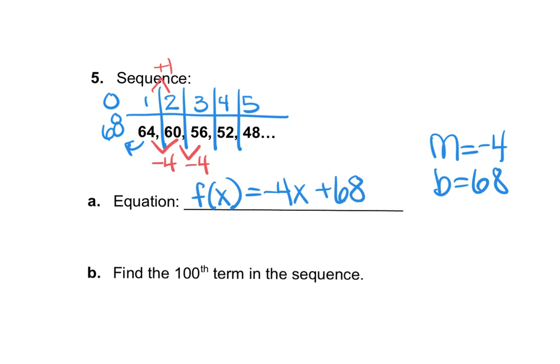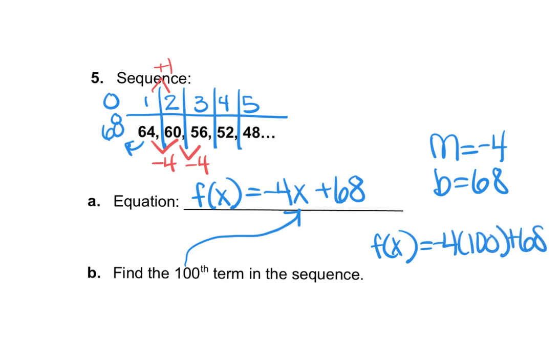Now, to find the 100th term, once we've got that equation, it makes it very easy. We just have to plug it in. So f of x is equal to negative 4 times 100 plus 68. And that would give you negative 332. For our 100th term would be negative 332.